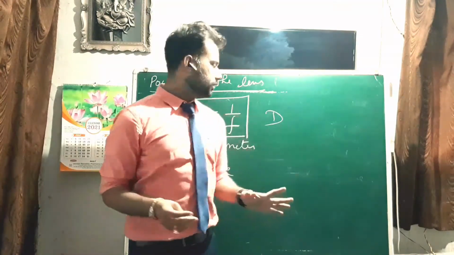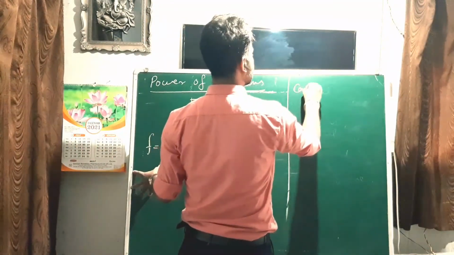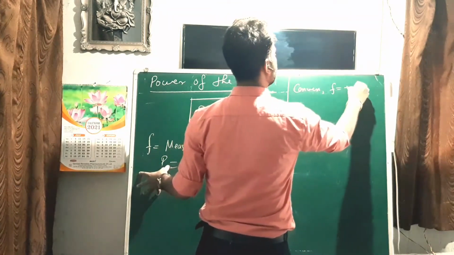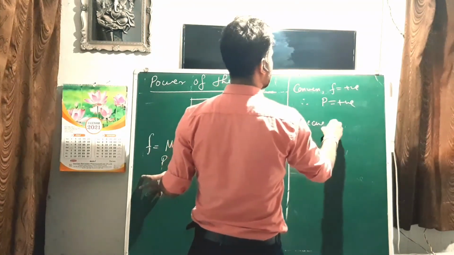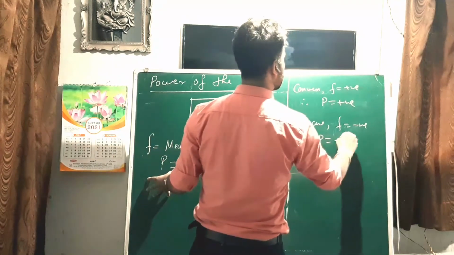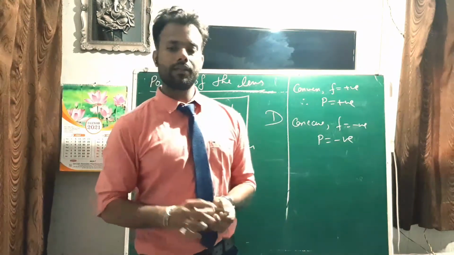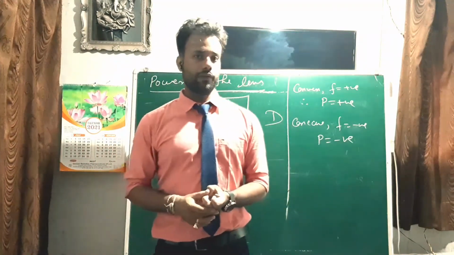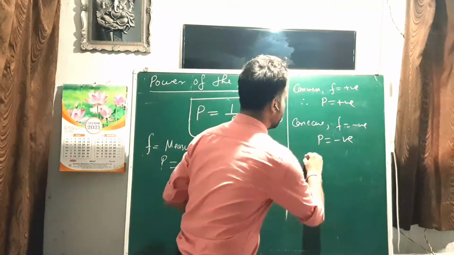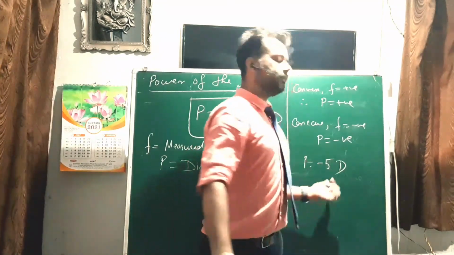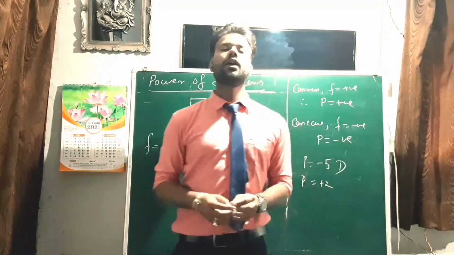Alright. As we know that the focal length F of a convex lens is positive, therefore power is also positive, and for concave, F was negative, hence power is also negative. Right, so whenever you see a positive power, that means the lens is convex, and when you see negative power, that means the lens is concave. Suppose we have a power of -5 diopter. That means this is a concave lens. And suppose we have a power of, let's say, +2, then this is a convex lens.